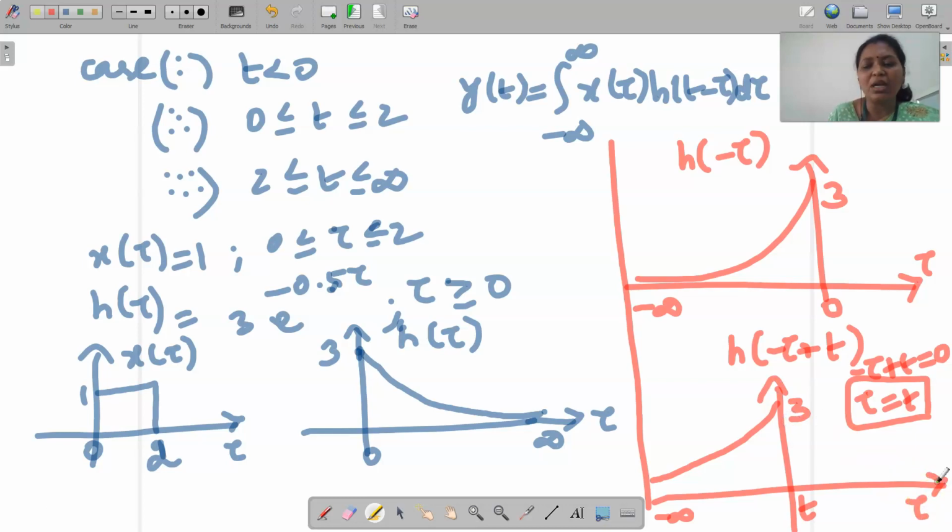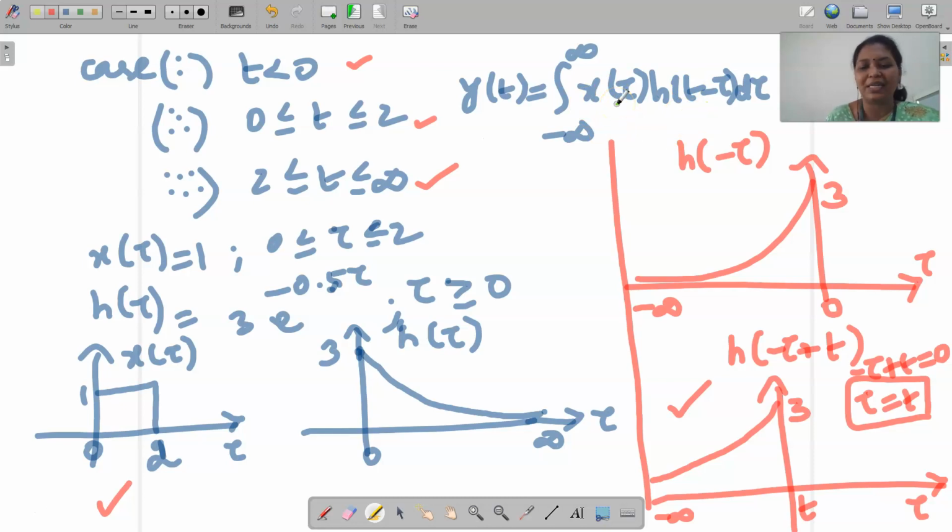Okay. But we do not know what is t. According to the values of t, it differs. Each and every diagram for h of t minus tau, it differs. Okay. So, as of now these 4 diagrams you have to use, and then see your convolution formula. We have x of tau, this thing, and we have h of t minus tau, this thing. Okay. So, we are going to consider only this diagram and this diagram to find out the convolution of the 2 signals. Okay. So, according to the 3 cases, whatever we have t less than 0, 0 to 2 and 2 to infinity, we need to find out this integration part.